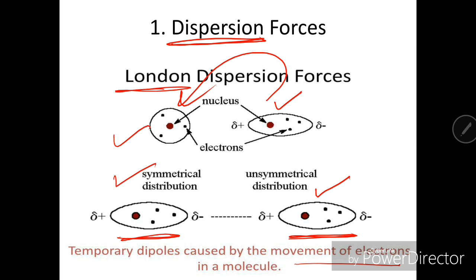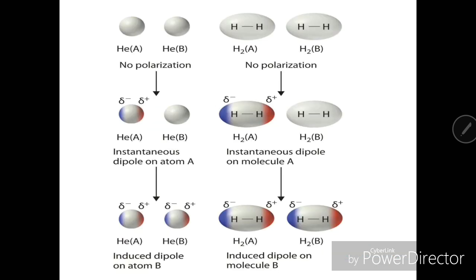How does the dispersion force come into existence? First of all, your non-polar atom changes to an instantaneous dipole. Then this will induce another instantaneous dipole in the nearby atom, and then these two instantaneous dipoles attract each other through a weak interaction, and that is dispersion force. You can understand it on the basis of helium gas.